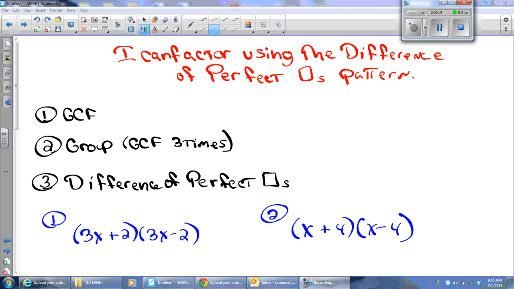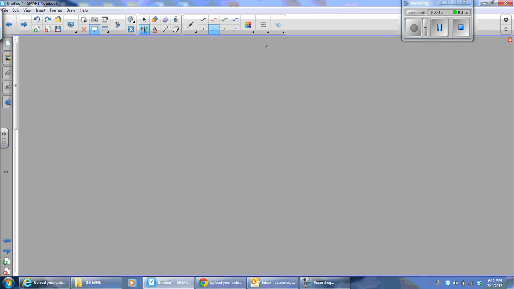Hello, algebra students. Mr. Lawrence here, and after today's lesson, you're going to be able to say, I can factor using the difference of perfect squares pattern. Now, before we actually get to the lesson, I want to do a quick review here.